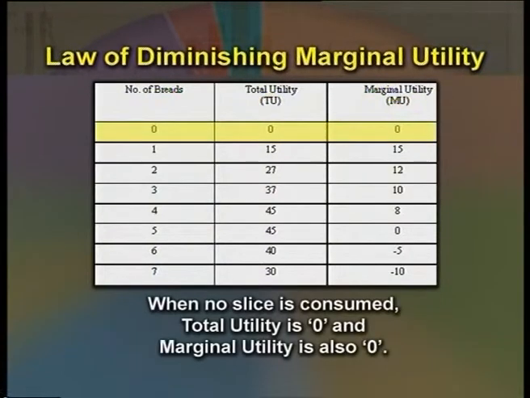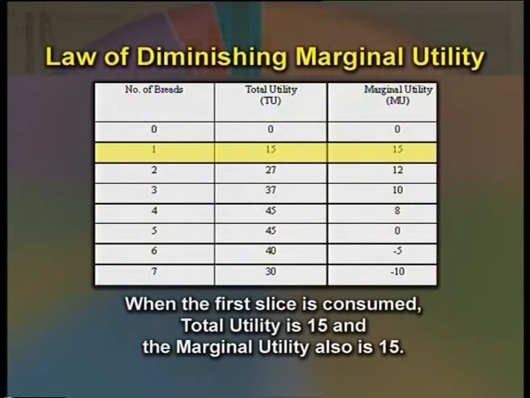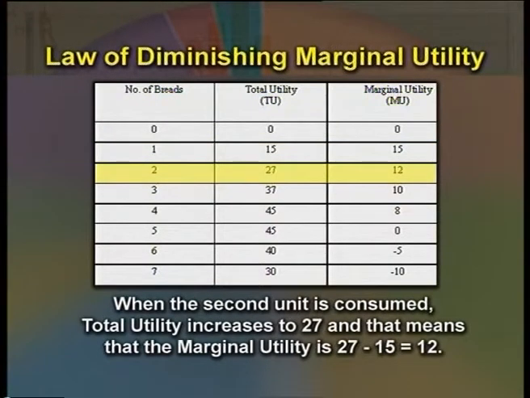When no slice is consumed, total utility is 0 and marginal utility also is 0. When the first slice is consumed, total utility is 15 and marginal utility, that is the additional utility, also is 15. When the second unit is consumed, total utility increases to 27, and that means that the marginal utility is 27 minus 15, which is 12.